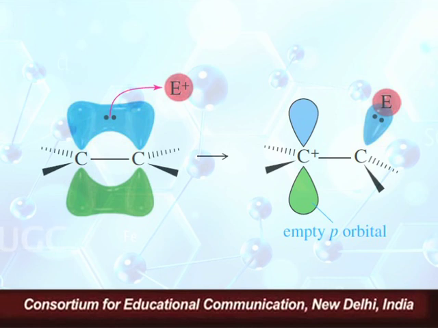And a bond is formed between one of the carbon atoms and the electrophile, resulting in the formation of a carbocation, in which carbon has a positive charge on it, and this carbon, which is bearing the positive charge, is sp2 hybridized, and it has an empty p orbital with which the Br minus, or whichever halide we are taking, will form a bond, resulting in the formation of product.